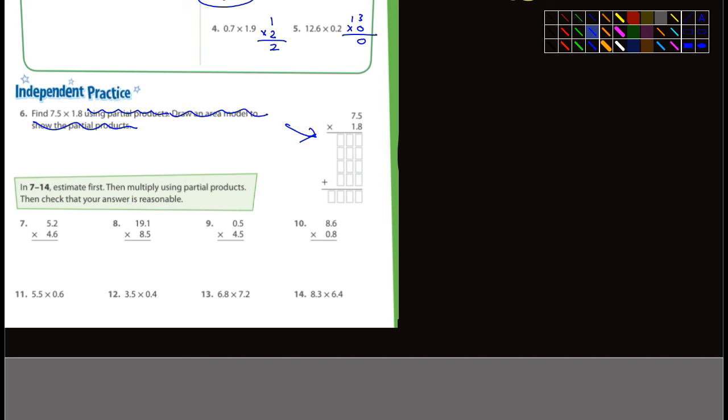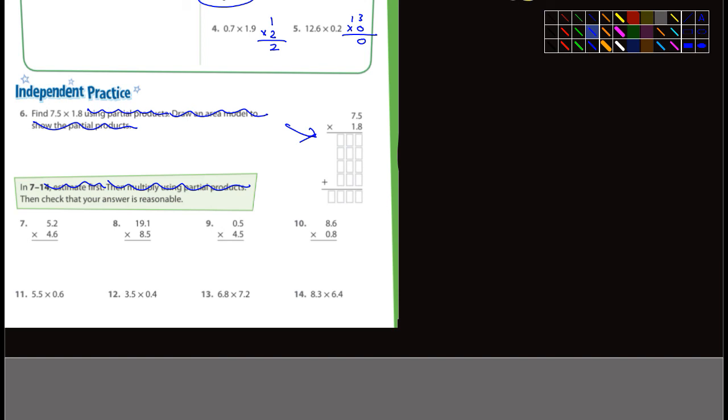And then 7 through 14. Again, it says estimate first. You don't have to. No need to. And then it says multiply using partial products. You don't have to unless you want to. It's up to you. Okay? And so just go ahead and do all those.